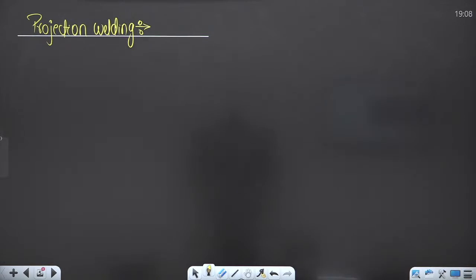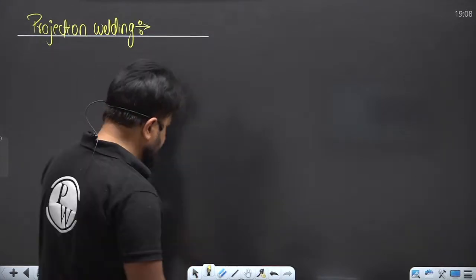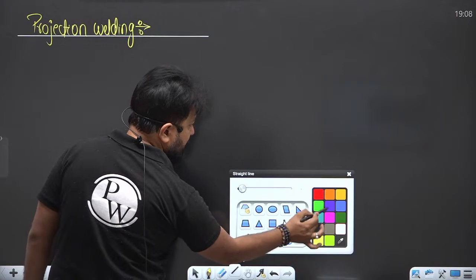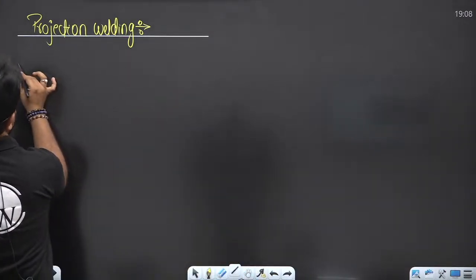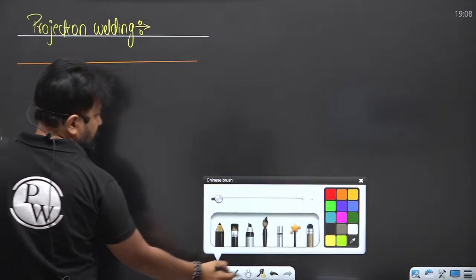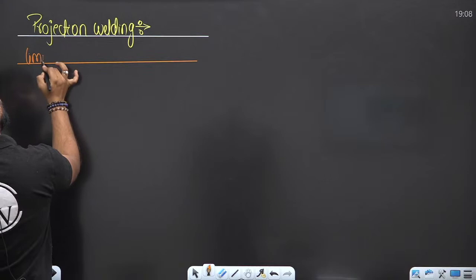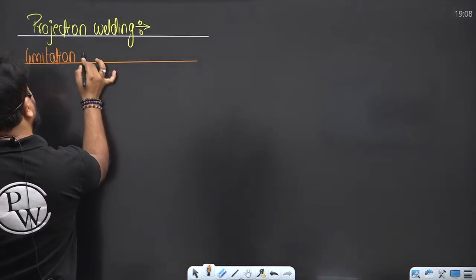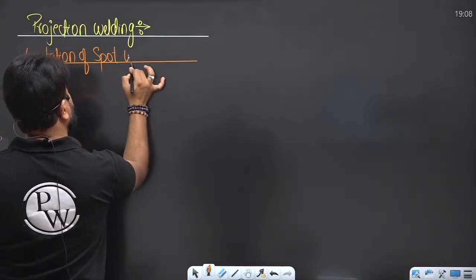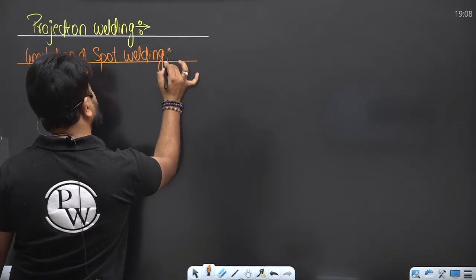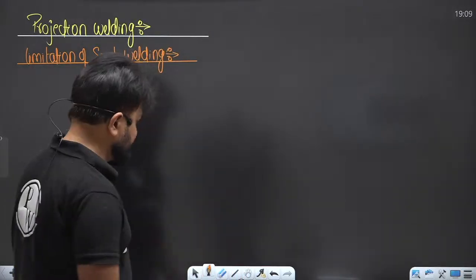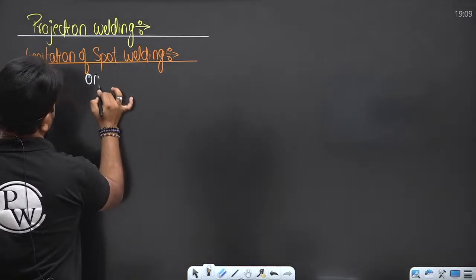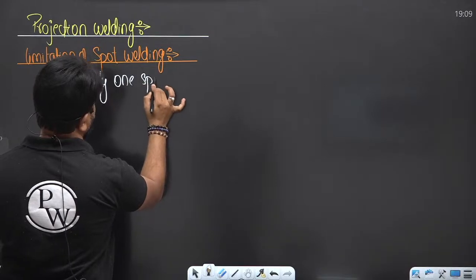In projection welding, basically what is going to happen? First of all, let me tell you the limitation of spot welding. What is the limitation of spot welding? Only one spot is produced in spot welding.